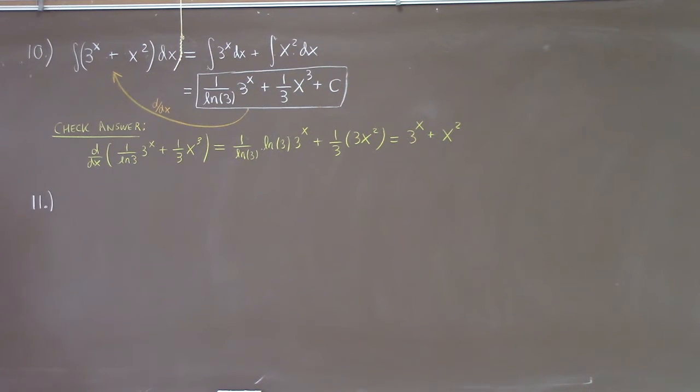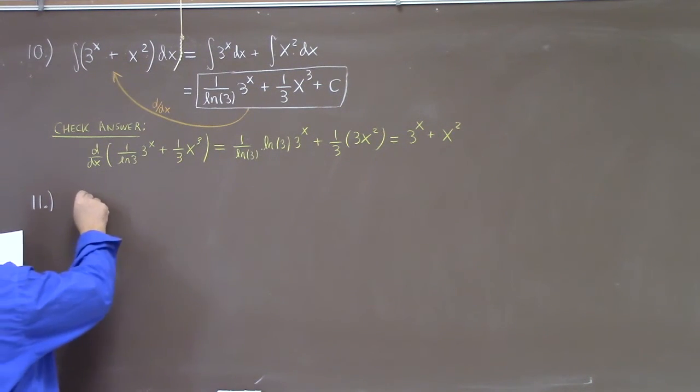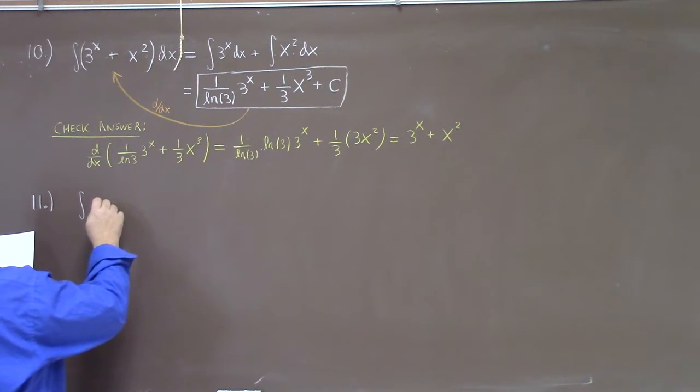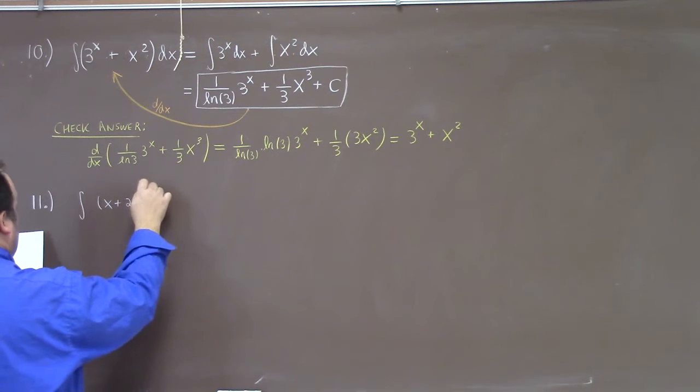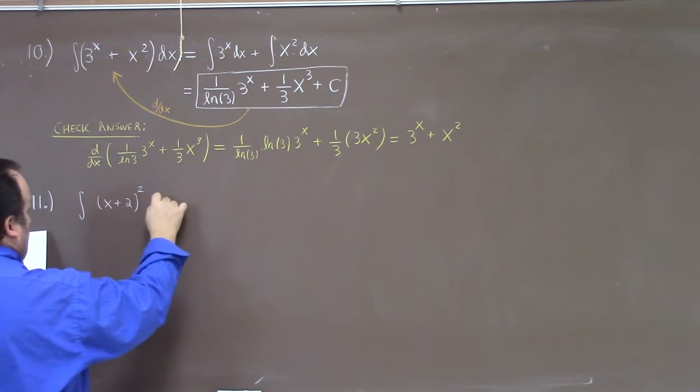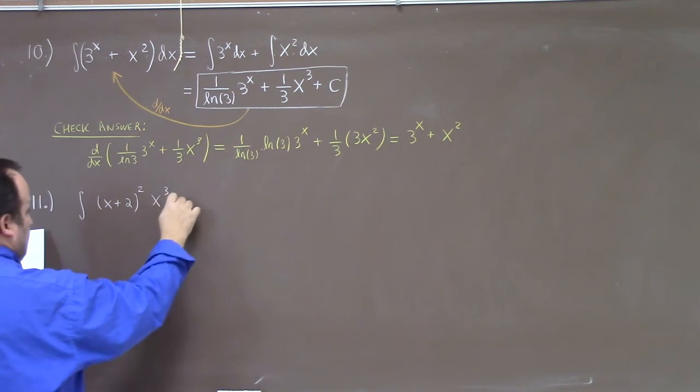You might wonder, is there a way to derive integrals, like, is there a way to calculate it without guessing? The answer is yes, but it's truly horrible. I have one example of it that I can get through. So generally speaking, we just have to guess. All right, so here we go. Number 11, the integral of x plus 2 squared times x cubed dx, right?